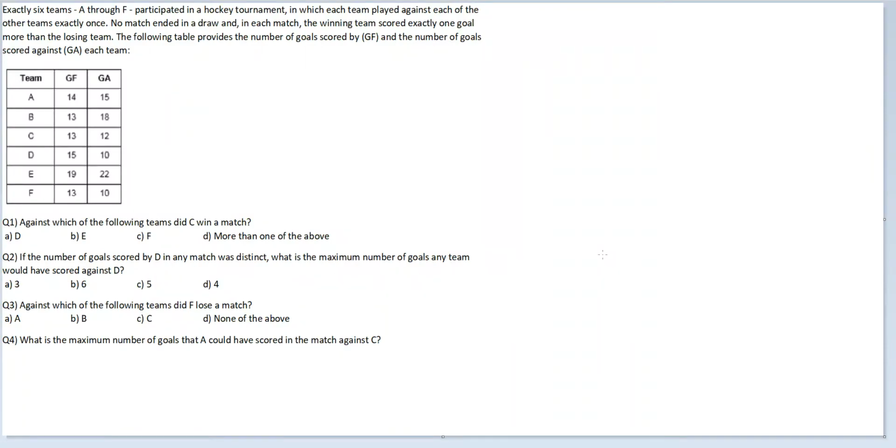Let's look at this question. Exactly 6 teams, A through F, participated in a hockey tournament in which each team played against each of the other teams exactly once.